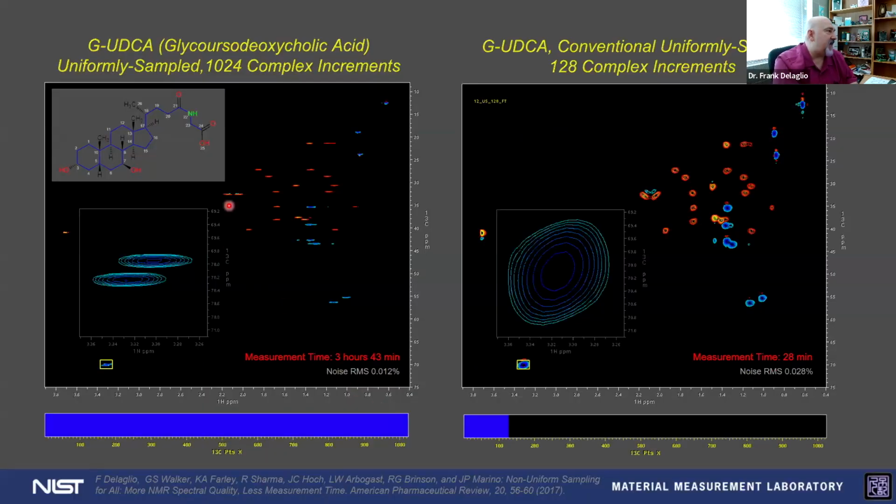So here's a small molecule case, a bile acid. This is data from our colleagues at Pfizer. If we can measure 1,000 increments in the indirect dimension, we get a nicely resolved spectrum. And if we look, say, at this little pair of peaks here, they're nicely resolved if we measure 1,000 increments. If we only measure 128 increments, we greatly compromise the resolution in this indirect dimension. And so, for example, if we look at this same pair of peaks, they're not resolved anymore.